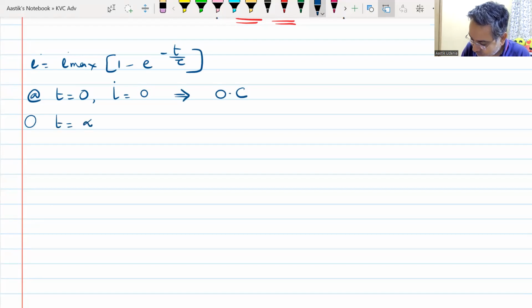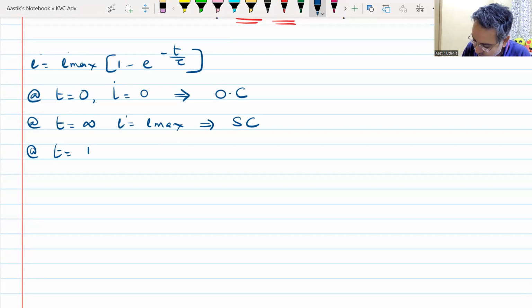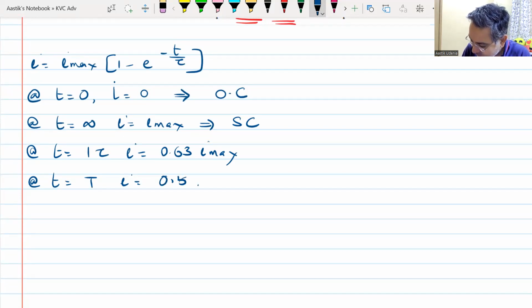At time t is equal to infinity, this current becomes I max. That implies it behaves as a short circuit. At time t is equal to 1 tau, this current becomes 0.63 times I max. At time t is equal to half-life, this current becomes 0.5 times of I max. Remember this. Do we understand this? Yes, sir.